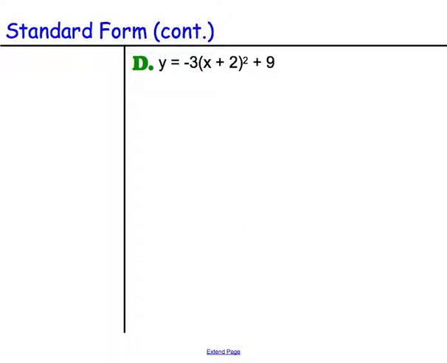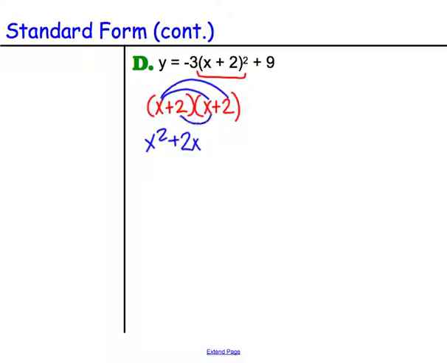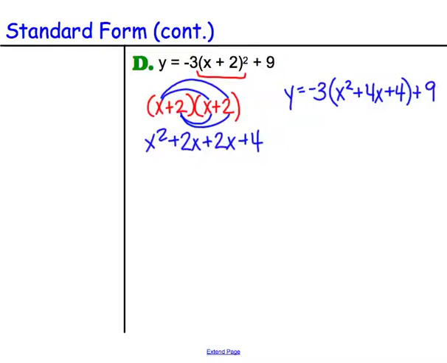All right, first I'm going to take my x plus 2 and square it. So x plus 2 times x plus 2. And when I distribute, x times x is x squared, x times 2 is 2x, 2 times x is 2x, 2 times 2 is 4. So now, when I rewrite my equation, I have y equals negative 3 times this whole quantity of x squared plus 2x, which is plus 4x, plus 4, and then I have this plus 9 on the end.